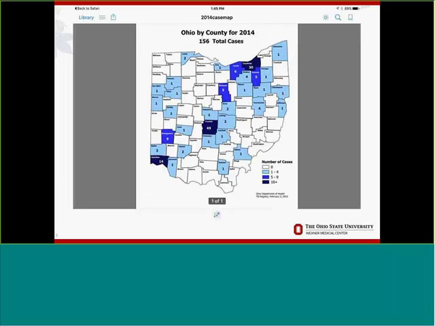However, in Columbus and Franklin County in particular, we still see very high rates. This is from 2014. 2015 data is very similar to this. So while the rates in Ohio have overall decreased, we're still seeing pretty high rates here in Franklin County, so it's something that we all have probably come in contact with at some point, whether we know it or not.